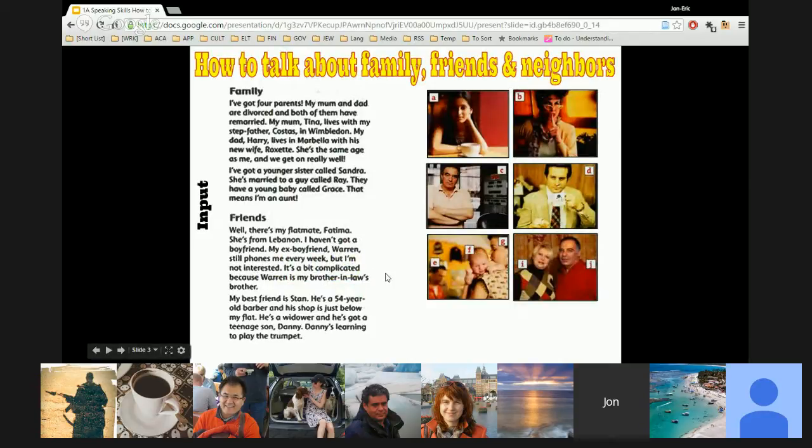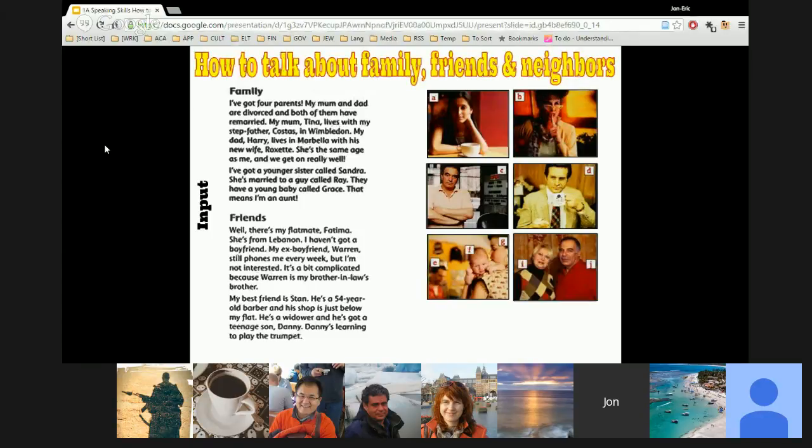Family. I've got four parents. My mom and dad are divorced, and both of them have remarried. My mom, Tina, lives with a stepfather, Costas, in Wimbledon. My dad, Harry, lives in Marbella with his new wife, Roxette. She's the same age as me, and we get on really well. I've got a younger sister called Sandra. She's married to a guy called Ray. They have a young baby called Grace. That means I'm an aunt.